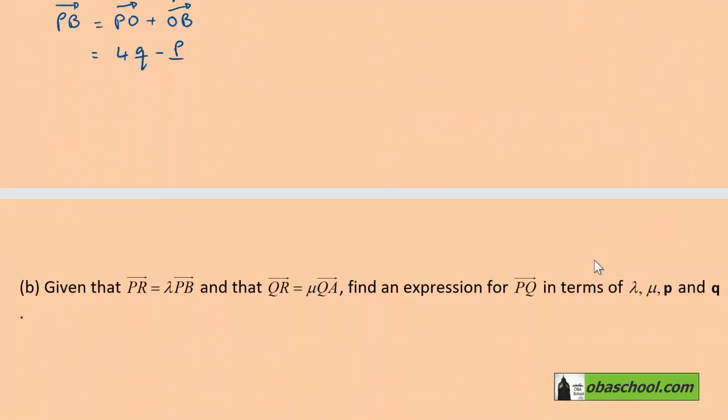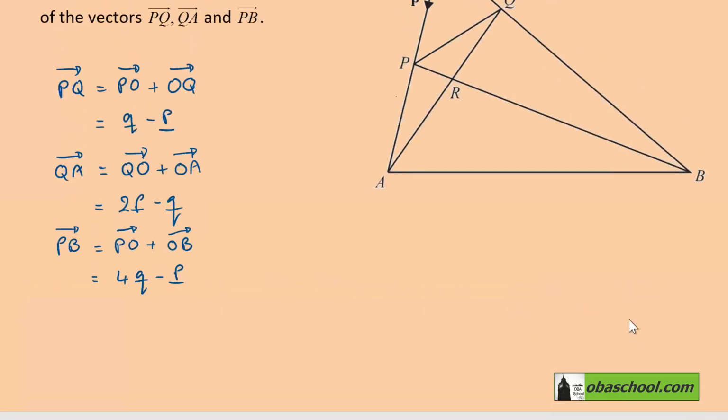Okay, given that PR is equal to lambda PB, and that QR is equal to mu QA, find an expression for PQ in terms of lambda, mu, p and q. So looking at our diagram, to go from P to Q, we could go PR plus RQ.